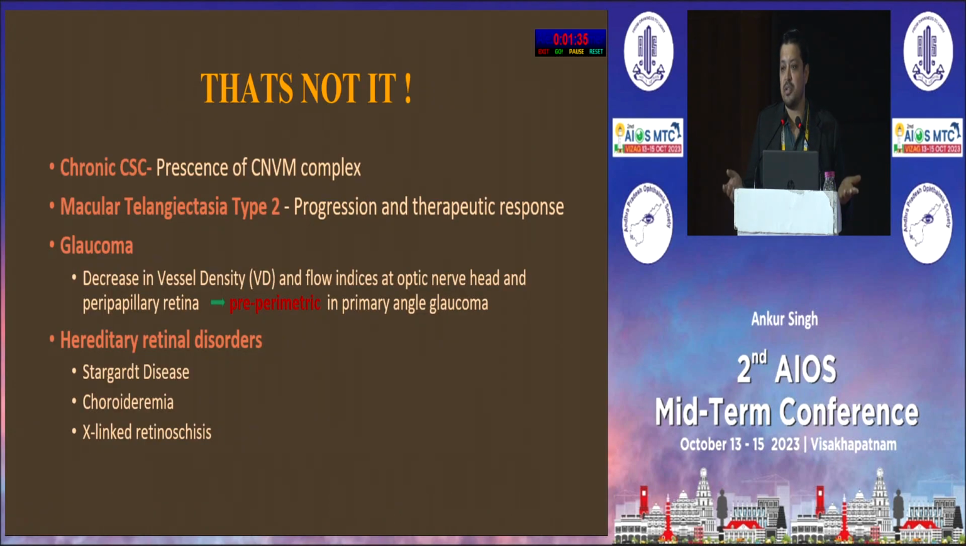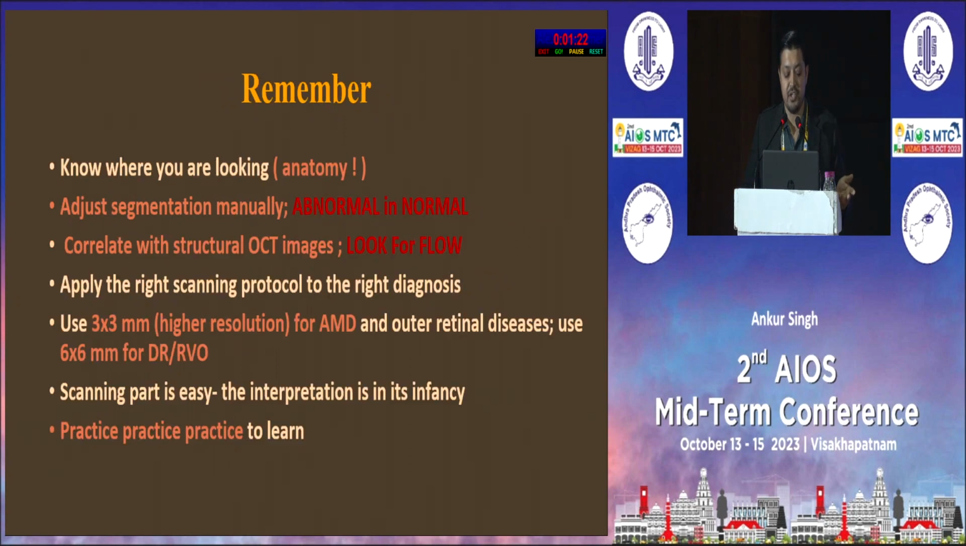So then there are other places where we can use swept-source OCT angio: in chronic CSC to identify the CNVM complex, macular telangiectasia type 2, glaucoma to see the reduction in the blood flow around the disc, and the hereditary diseases.